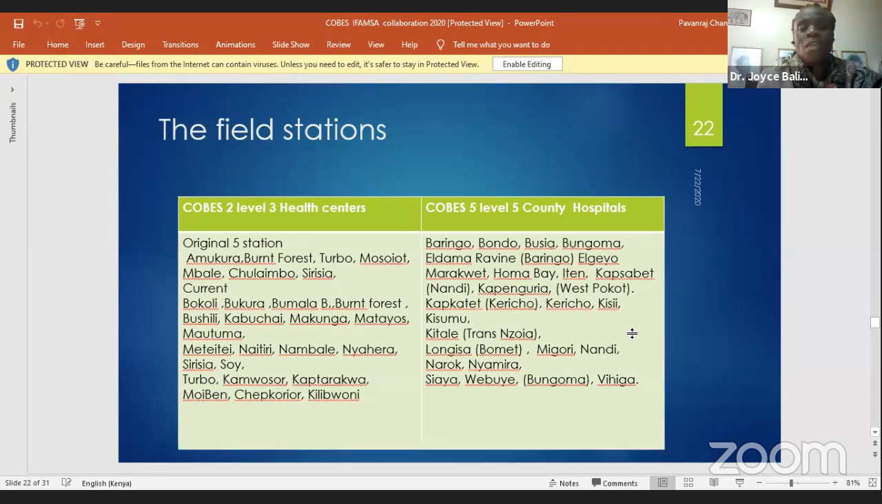Next slide, please. So these are the field stations. I hope Chana will be able to share with you with the slides. You have an idea that we cover Western and Rift Valley and Nyanza areas. You can actually see we cover Western Kenya. And of course, you can see all the various counties where we go, a total of about 22. We use 22 stations for COBS 2 and an equal number for COBS 5.